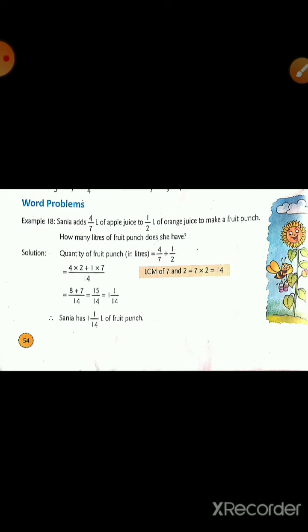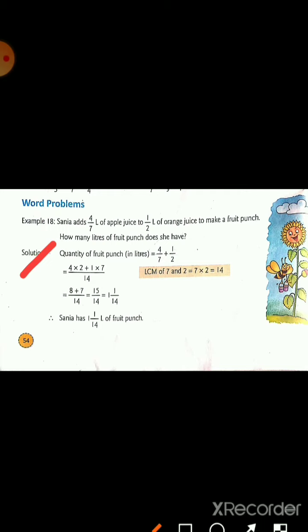Already she has apple juice, 4/7 liter, and 1/2 liter of orange juice. If we mix them, how many liters does she have now? If we add, we get the total liters of fruit punch. So the quantity of fruit punch is 4/7 plus 1/2, and these two are unlike fractions because they have different denominators, 7 and 2.